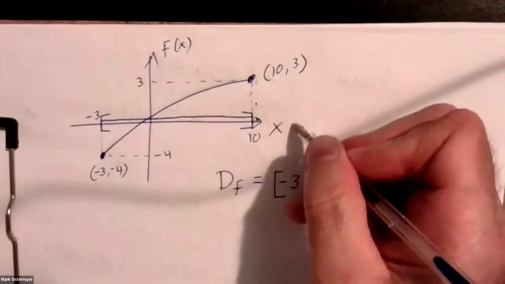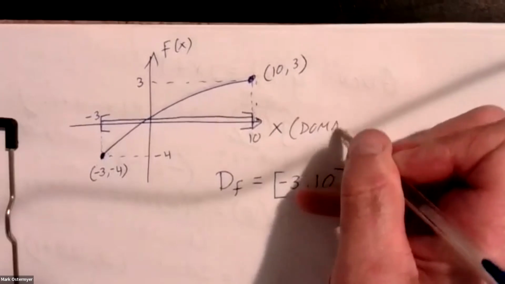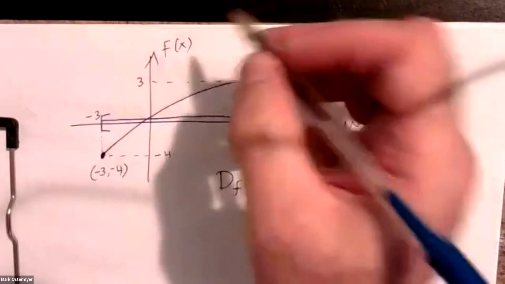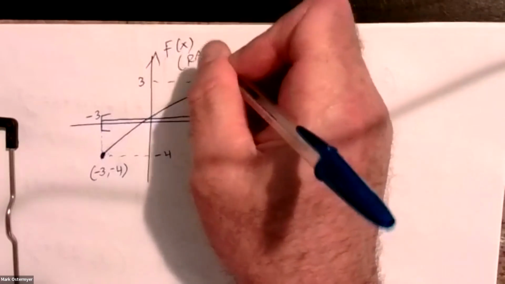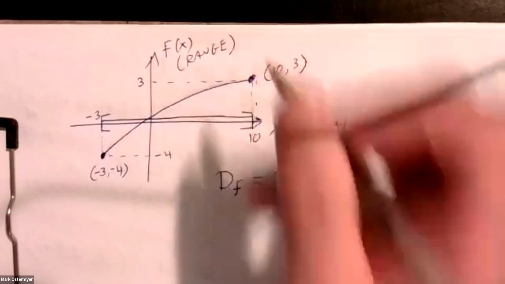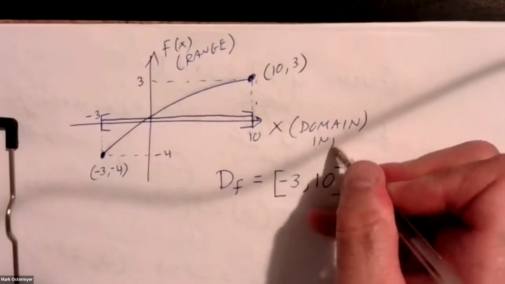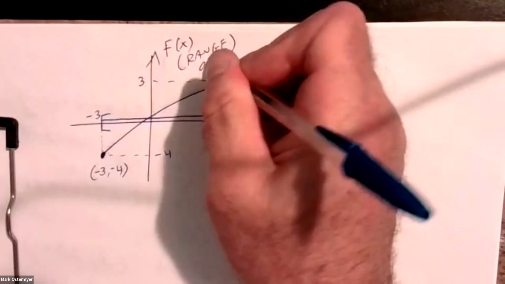Just remember, domain always comes from the x-axis. Domain is the set consisting of input values in your function. The range always comes from your y-axis, consisting of the set of all output values of your function. Domain, input, range, output.